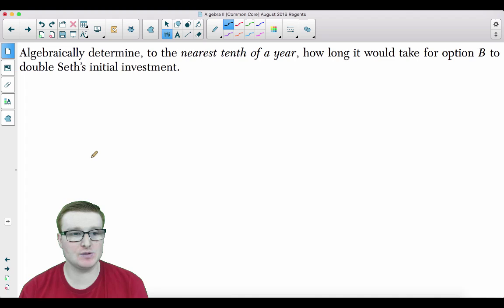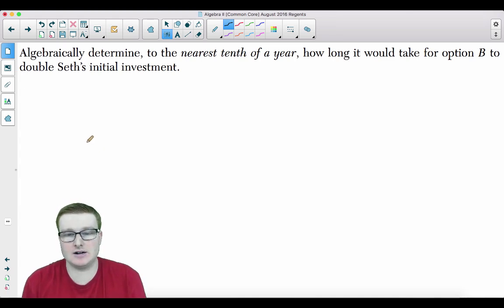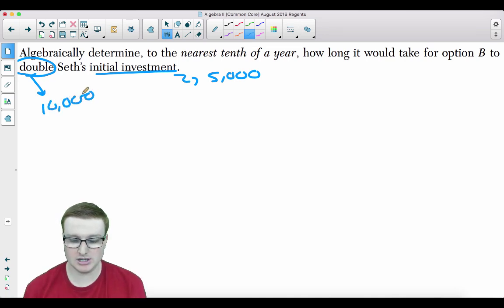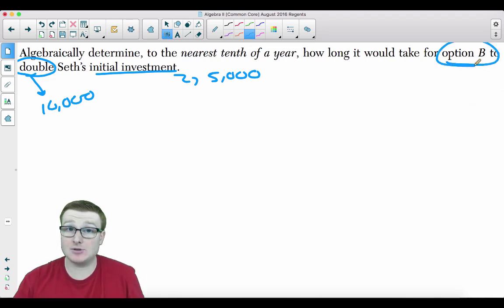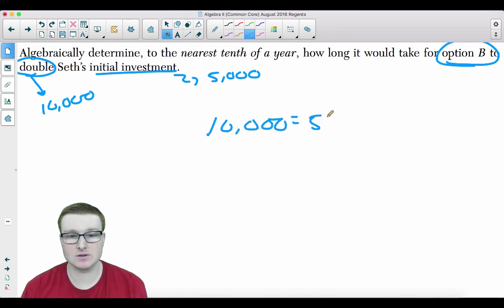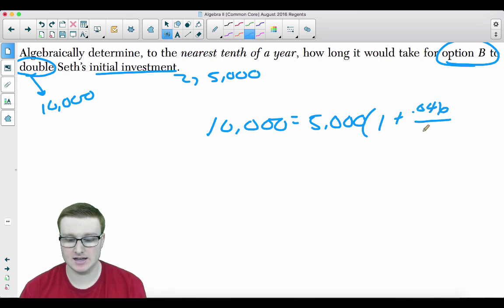Now, for the next one, algebraically determine to the nearest tenth of a year how long it would take for option B to double Seth's investment. Doubling. So Seth's initial investment was $5,000. If he wants it to double, he wants it now to be $10,000. So we are going to use option B to figure this out. So 10,000 equals 5,000 times 1 plus 0.046 divided by 4 raised to the 4n power.